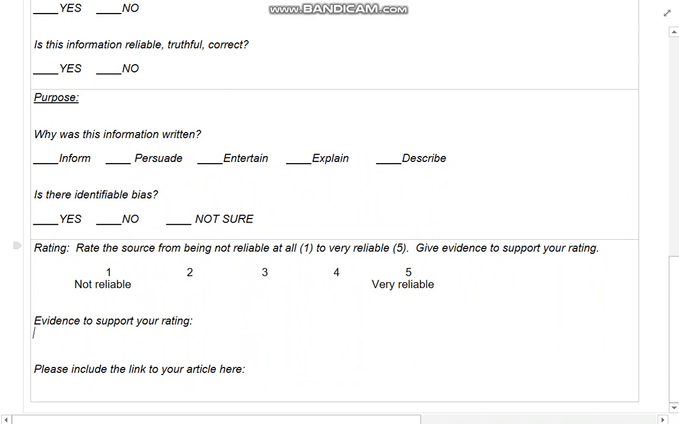Additionally, you're going to need evidence to support your rating. And finally, just to ensure that you don't forget which article you're CRAAP testing, you're going to copy and paste the article URL to this space here. Again, guys, I hope this has given you a general foundational familiarity about the CRAAP test. I'm looking forward to exploring it further.